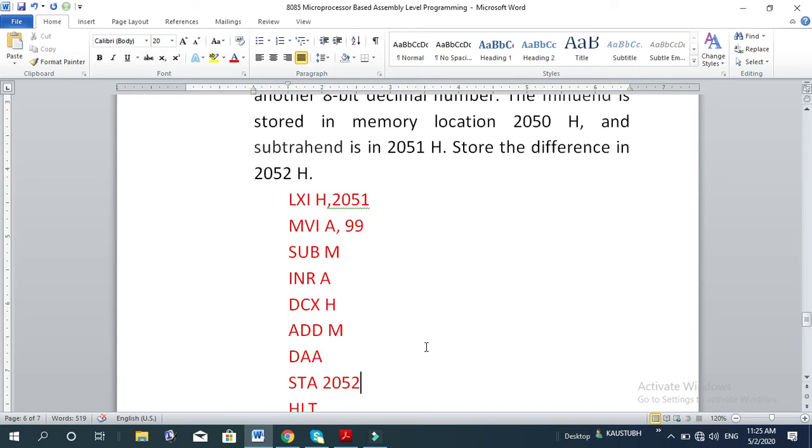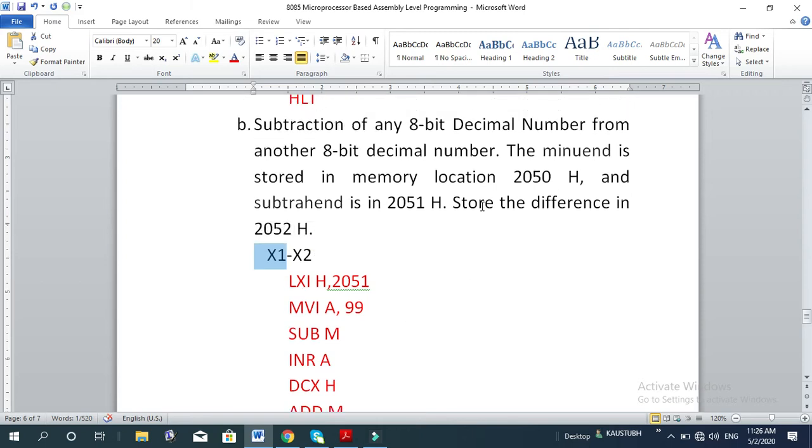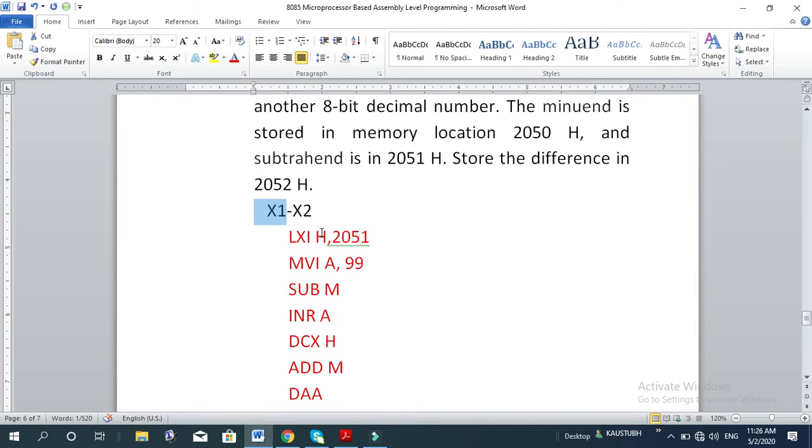So first, take the memory location for the subtrahend. For example, you are going to subtract x1 minus x2. Here x2 is your subtrahend, which I am going to represent in tens complement form, that is minus x2 in tens complement form. Then that tens complement of minus x2 will be added with x1. My subtrahend is in memory location 2051, so I have loaded the HL register pair with the 2051 memory location.